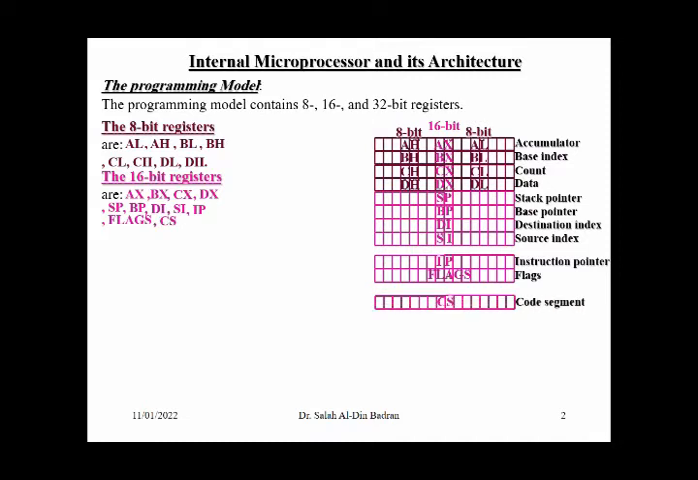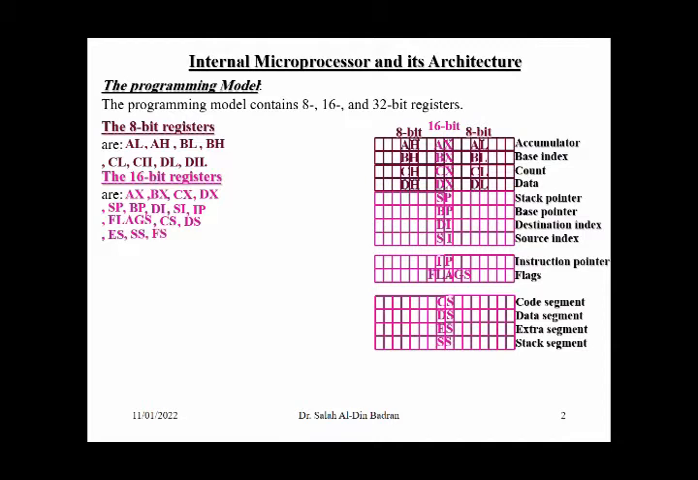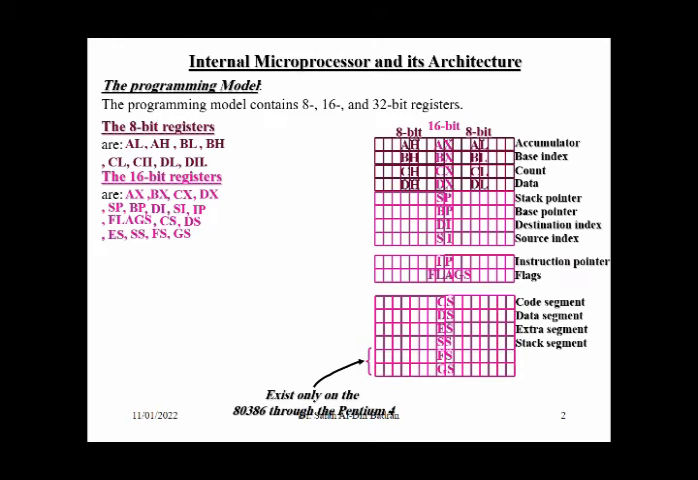CS, also 16-bit. We call this the code segment register. DS, data segment. ES, extra segment. SS is the stack segment. FS and GS, these two 16-bit registers exist only on the 80386 through the Pentium 4. So all of these registers are 16-bit registers.